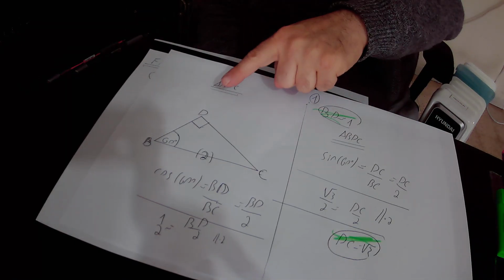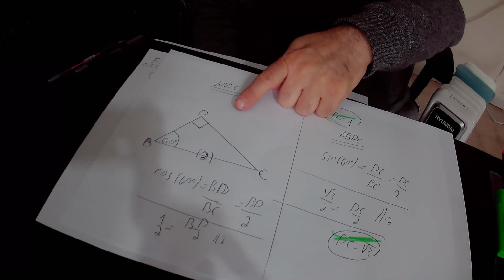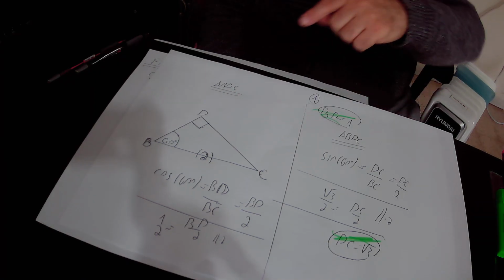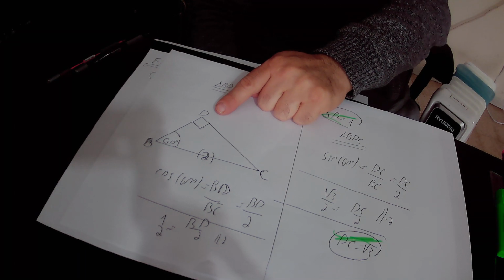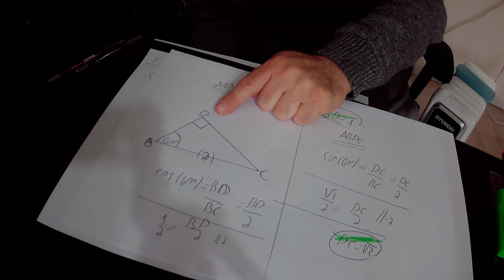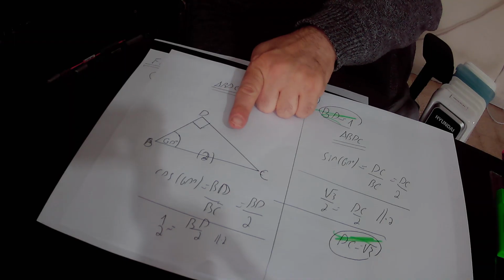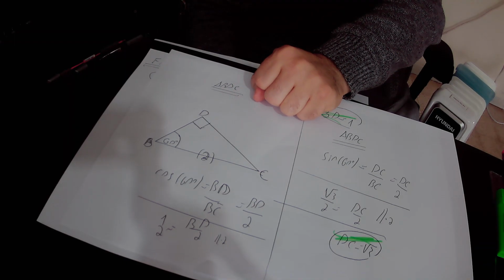This is the right triangle BDC that I copied from the original drawing. This angle equals 60 degrees according to what is given. This angle equals 90 degrees according to our construction. And side BC equals 2 units according to what is given.